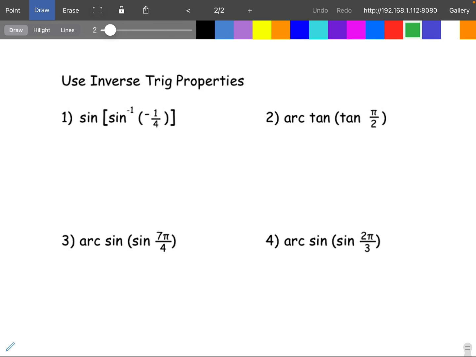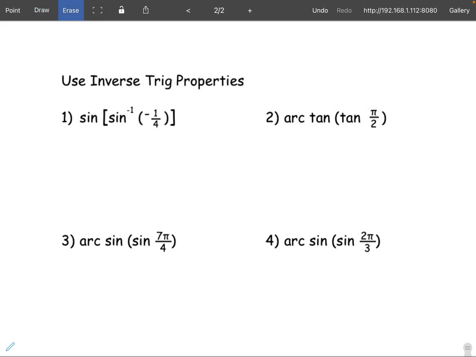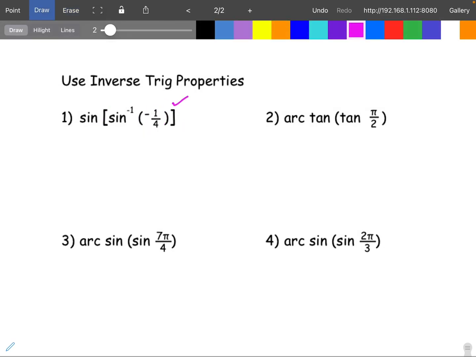So we've got some inverse trig properties that we want to use. So we're going to think about this algebraically. We do whatever's inside grouping symbols, which means first thing we want to do is figure out if this thing inside is even possible. So we've got an inverse sine, and we know that inverse sine, the domain must be between -1 and 1, and our -1/4 is. So that's good.